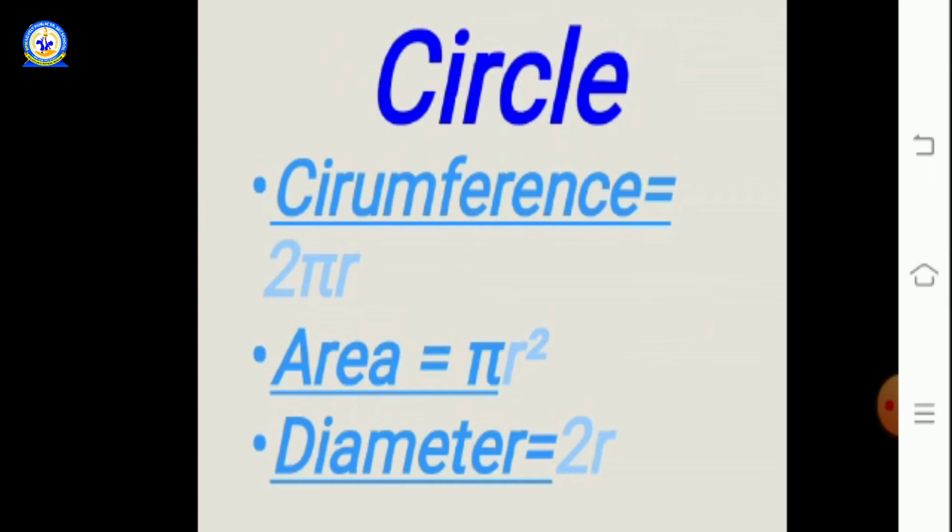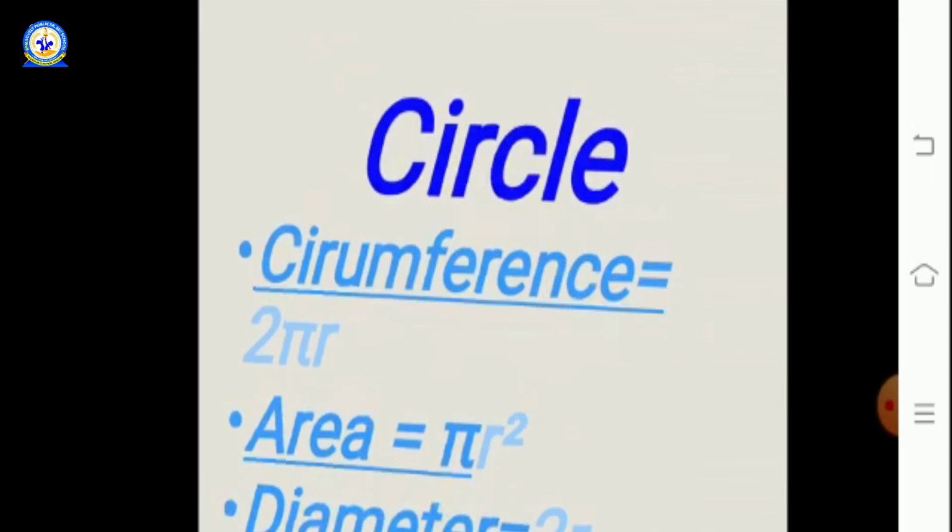And when diameter is given in the question, so how we will find the radius? Radius is equals to diameter upon 2. When radius is given, we have to find the diameter. So that is equals to 2r. Diameter is the longest chord of the circle and it's twice of radius.